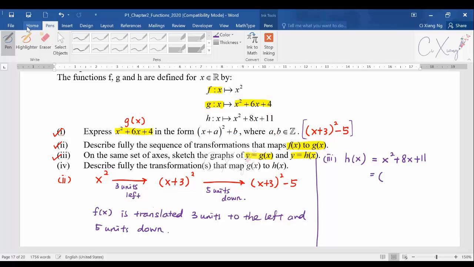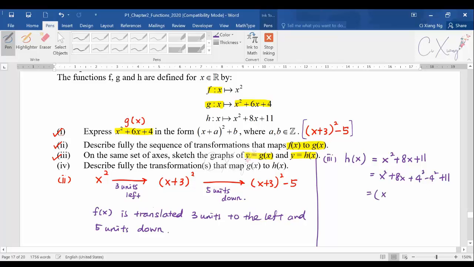So I will have x squared plus 8x plus 4 squared minus 4 squared plus 11. And I should have x plus 4 squared plus 3. I did a careless mistake, sorry. So it should be negative 4 squared is 16, plus negative 16 plus 11, you will have negative 5. Okay, so this is my completed square form of hx.